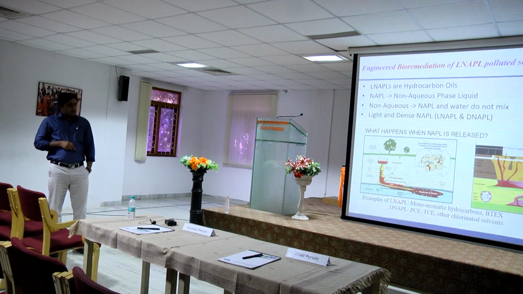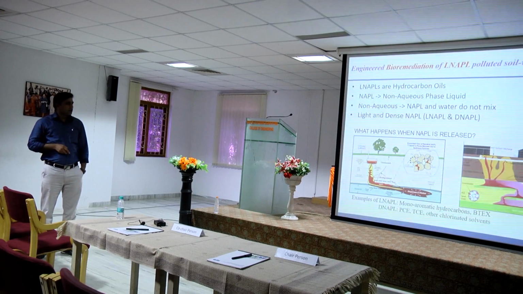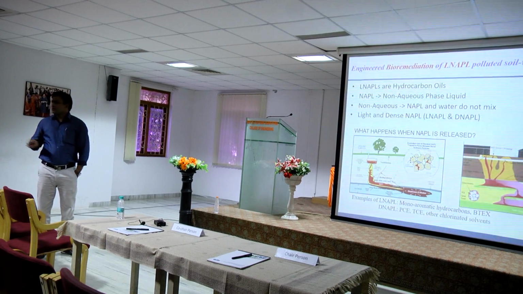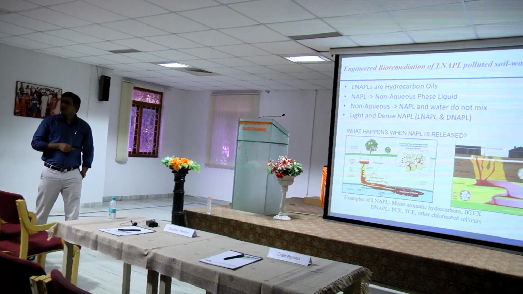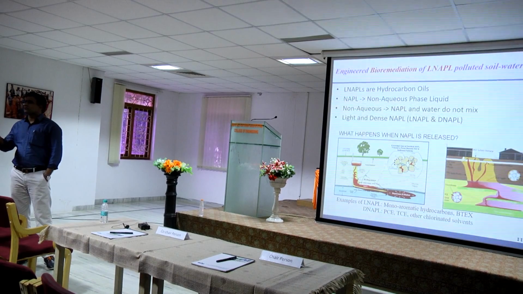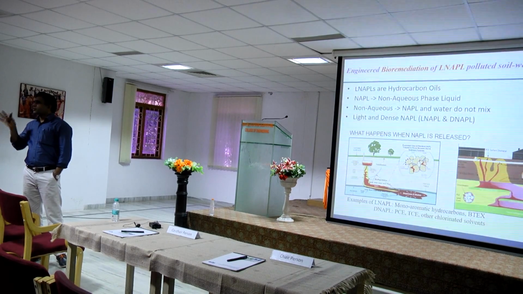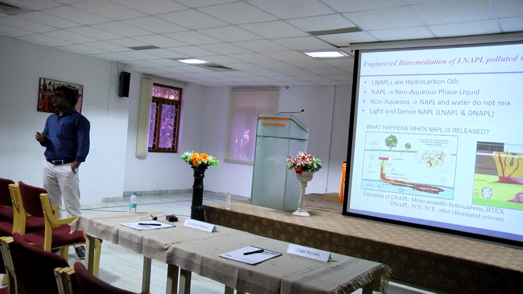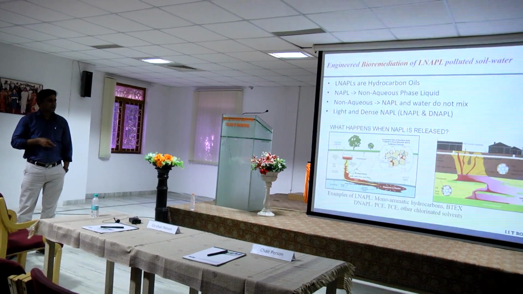And the examples of the LNAPLs are monoaromatic hydrocarbons, as I told you, like petrol, or BTEX compounds. Everybody has heard of these BTEX: benzene, toluene, ethylbenzene, xylene. So toluene or benzene, these are mostly used as a solvent. You go to any pharmaceutical industry or any other chemical industries, mostly toluene is used as a solvent. So this is the prime source for contamination by LNAPL.